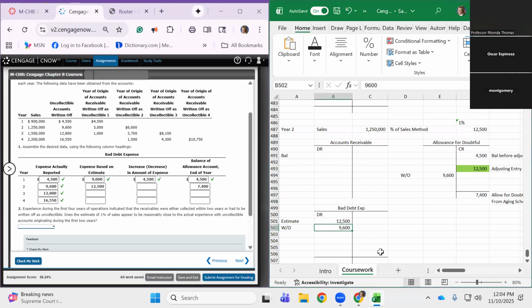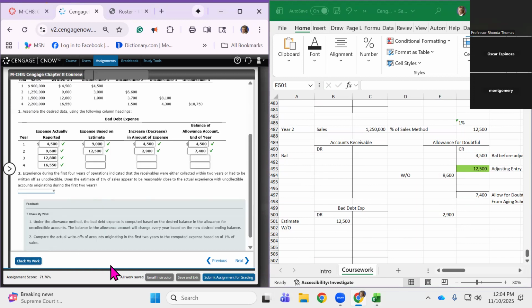And we wouldn't write this off here. So the difference between 12,000 and 9,600 is what they're wanting to know. Okay, so here's what we want. Here's the estimate, and here's how much we wrote off. That's $2,900. That's the difference. $2,900 difference. There it is.